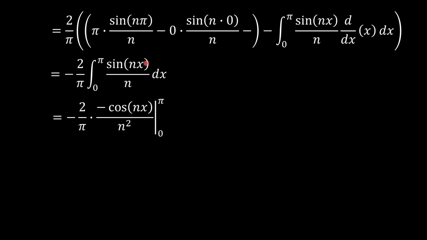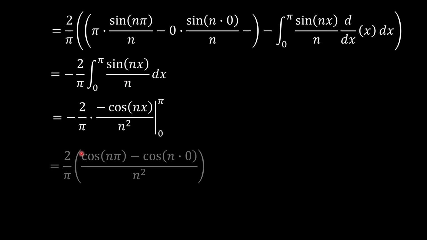So integrating this part here, we get negative cosine nx over n squared. And so this negative and this negative multiplied together becomes a positive. And so we have 2 pi cosine nx over n squared. And so substituting the limits, we have cosine n pi minus cosine n0 over n squared.